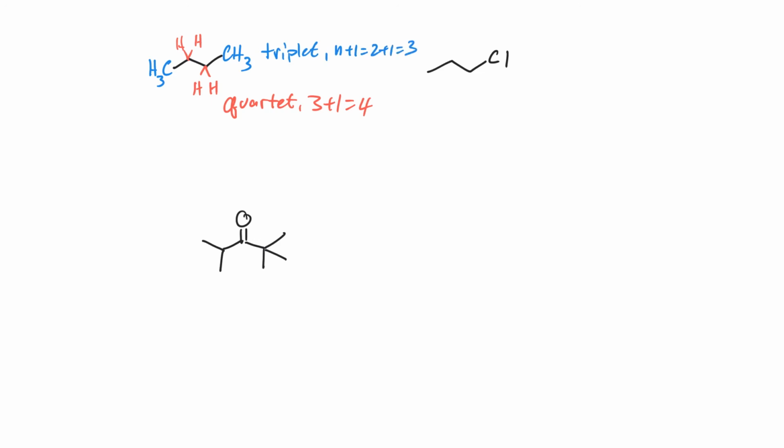And in this case, we would expect integrations for the methyl groups to be 6, because these are equivalent methyl groups. So we should have 6 hydrogens in this region that show a triplet altogether, and we should have 4 hydrogens in the region that shows the quartet altogether. Again, because they are equivalent, they would have the same chemical shift.